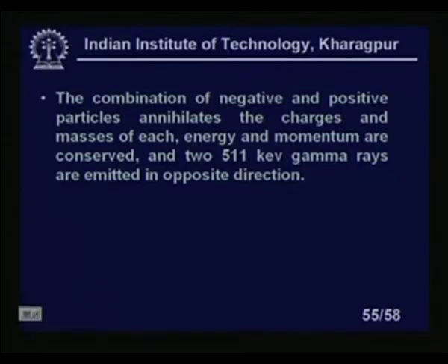So, the nucleus can capture one orbital electron that combines with one positive charge. A nucleus can emit a positive charge in the form of a positron that combines with the external electron, right. So, there are two methods of decay of the isotopes. Obviously, all the radioactive materials are decaying, that you must know. The combination of negative and positive particles annihilates the charges, and the masses, energy and momentum are conserved, and two 511 keV gamma rays are emitted in opposite directions.